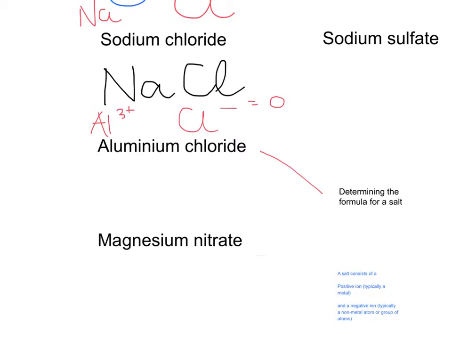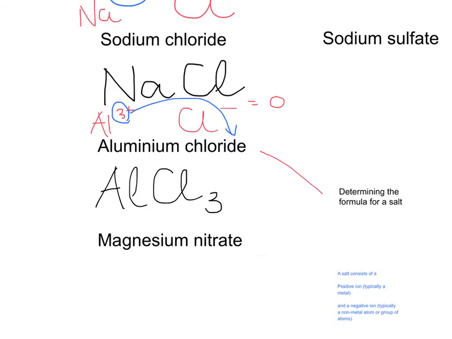There's a number of things that I can do. I can look at the charges. A quick tip is take the number here and move it down here. Take the number here, well there isn't one, so we don't need to do anything. So the formula of this becomes AlCl3. That's the formula for aluminium chloride.